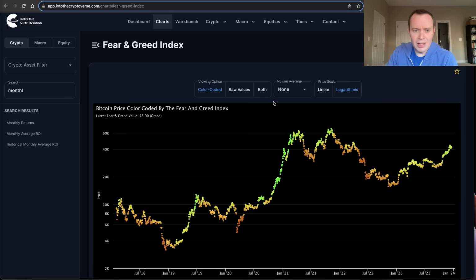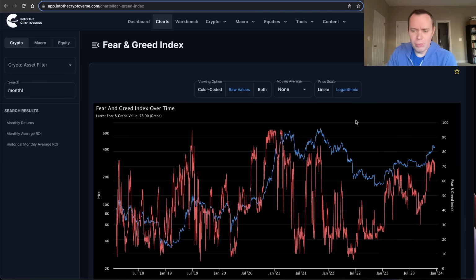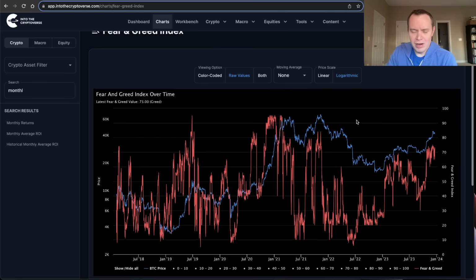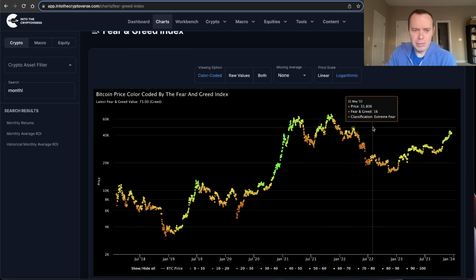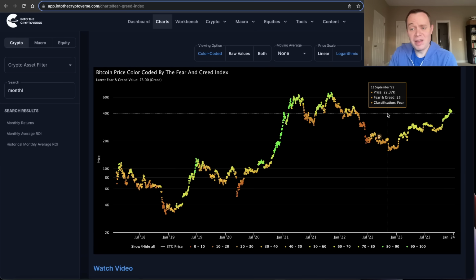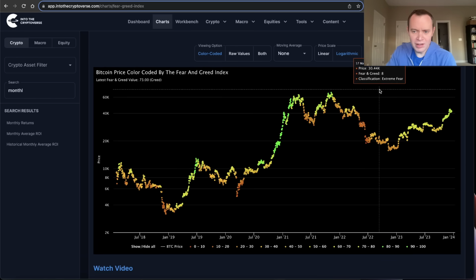So I like to take this metric. Here are the raw values for it, and play around with it in a few different ways. But one of the things we can do is we can look at the price history for Bitcoin and color code it based on the Fear and Greed Index. And when you do that, this is what you get.